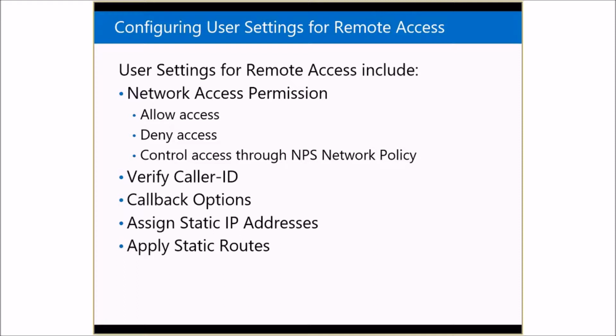And also there's verify caller ID, callback options. So these are a bit like the old days when we had dial-up, as in phone line dial-up. So basically, if I had callback options, I could be overseas. Yeah, I could be overseas. I've got a phone and I want to call Australia because that's where my network is. And obviously there's international rates, isn't there? I don't want to pay for those international rates.